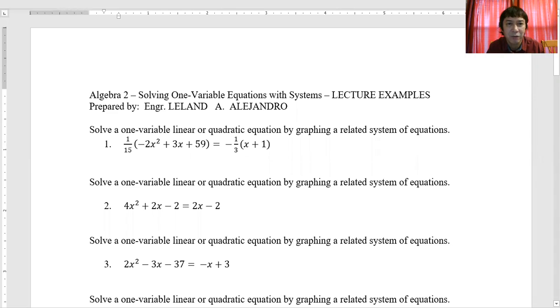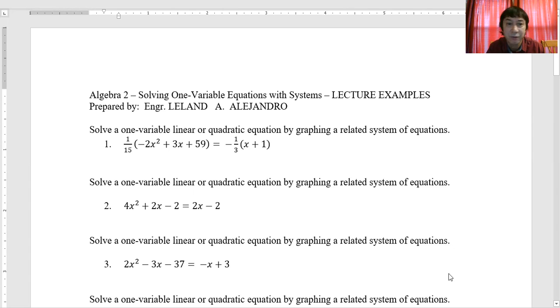Good day to you. This is teacher Leland Alejandro, and we're going to discuss today solving one variable equations with systems. Okay, so we're going to see the problem set on the other screen. Here's the problem set. It says here solving one variable equations with systems, and these are lecture examples.